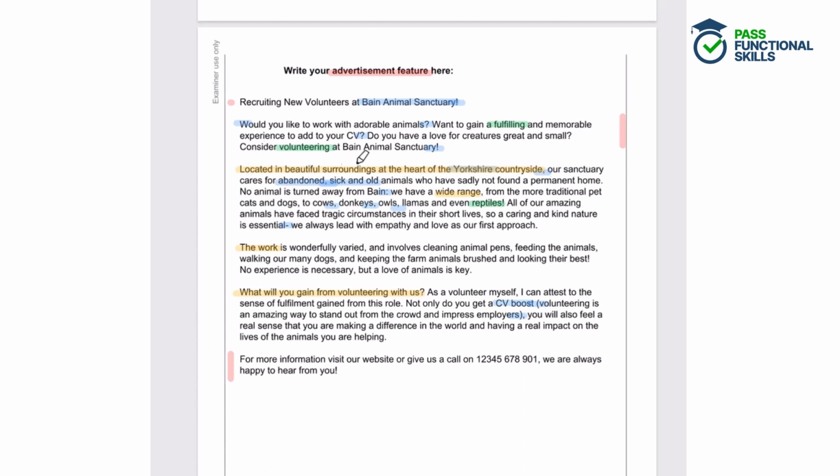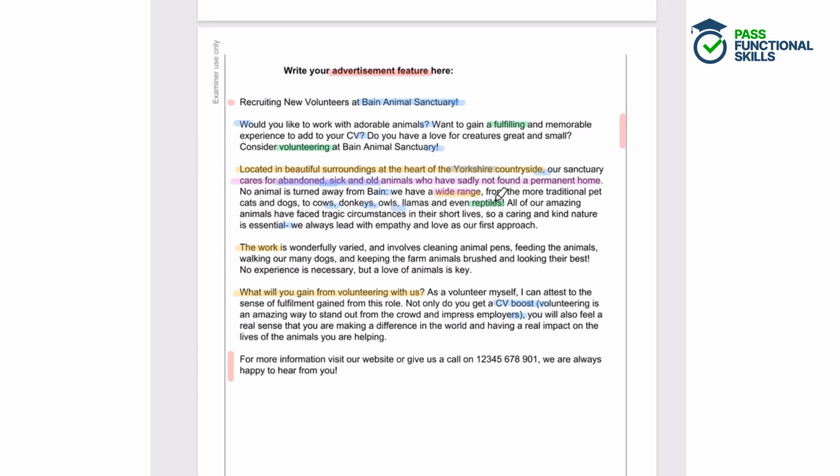So we have an explanation of the location and a bit about what the sanctuary does. So it's caring for these animals that haven't found a permanent home. And then we have a bit of further explanation of this in the next sentence. So they're referring to these animals, saying that no animal is turned away, and they explain the wide range of animals that are there. So cats, dogs, cows, donkeys, owls, etc.